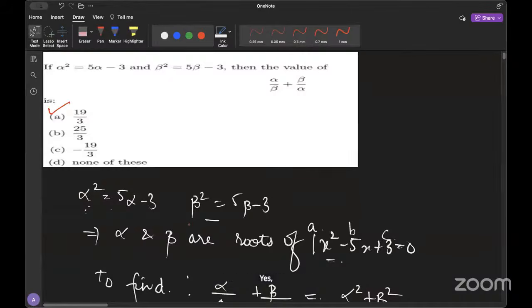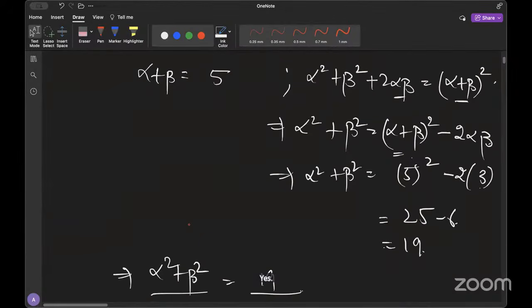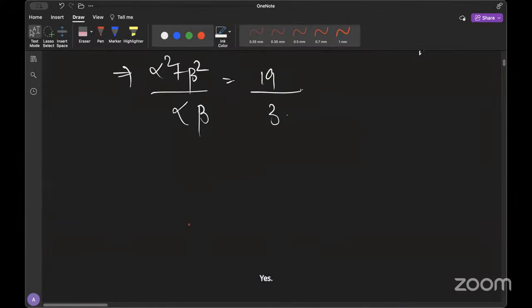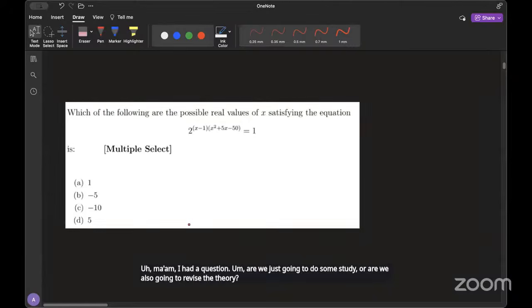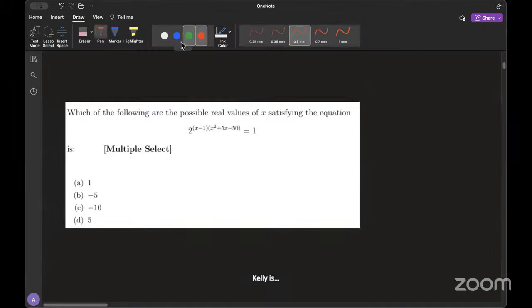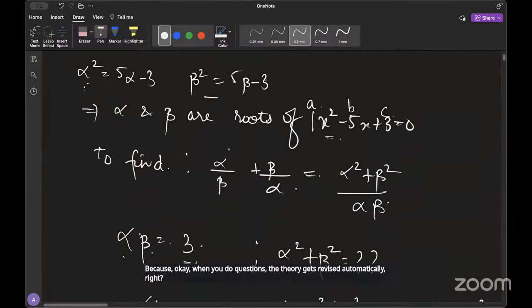Yes, ma'am. Then let's do this question. Ma'am, I had a question. Are we just going to do sums today, or are we also going to revise the theory? Okay, when you do questions, the theory gets revised automatically, right? Because you're doing these things.